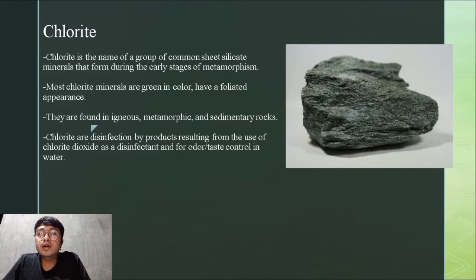Chlorite. Chlorite is the name of a group of common sheet silicate minerals that formed during the early stage of metamorphism. Most chlorite minerals are green in color and have a foliated appearance. They are found in igneous, metamorphic, and sedimentary rocks. Chloride is also a disinfection byproduct resulting from the use of chlorine dioxide as a disinfectant and for odor and taste control in wastewater.